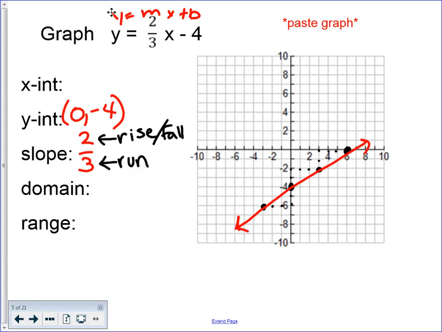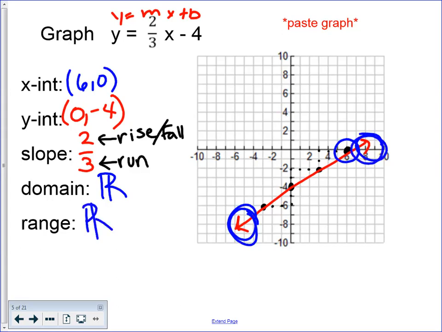Now, I'm going to go ahead and identify my x-intercept, which I found here is 6, 0. My domain, I see on the left I have an arrow, on the right I have an arrow. So my domain is all real numbers. My range, I have an arrow on the bottom, I have an arrow on the top. So my range is all real numbers. And that's how you graph a linear function.